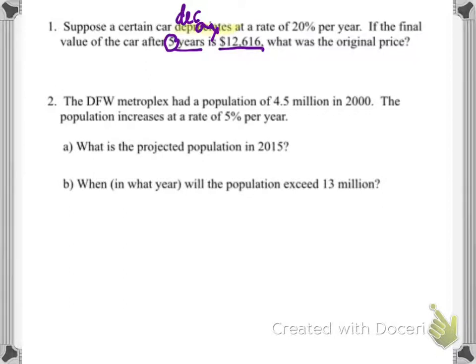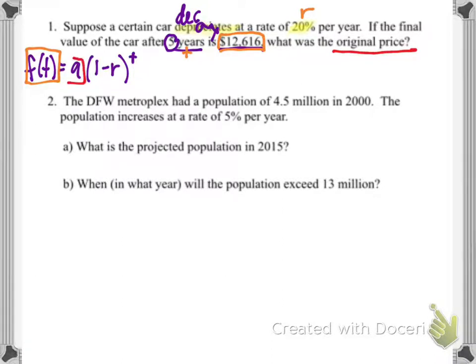So I'm going to use the decay rate formula, which would be F of T equals A times 1 minus R to the T. Then I'm going to plug in the values that they give me. My R would be 0.2. The final value is 12,616, so that's going to go here in my final answer. And then T, time, is 5. The question is asking me for my original price, so I'm trying to solve for A.